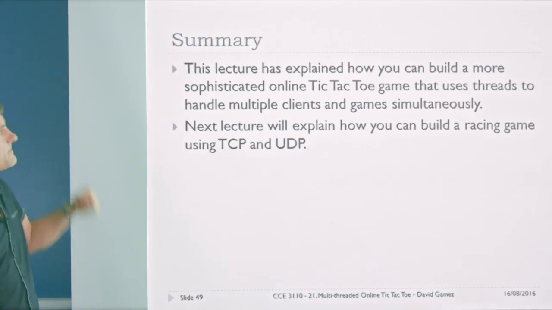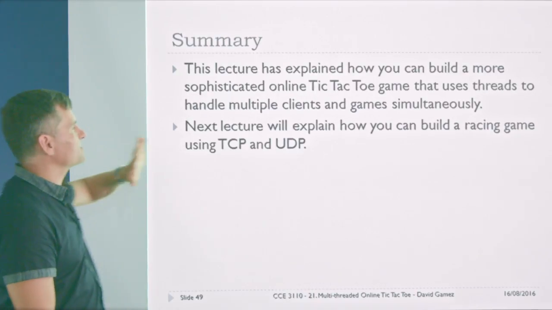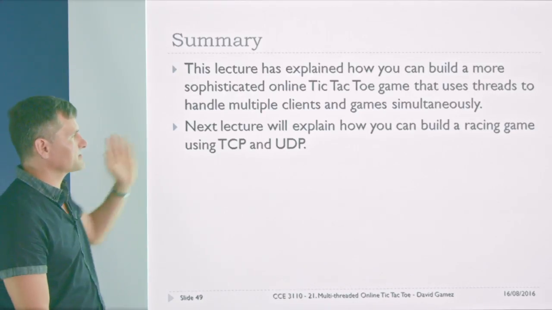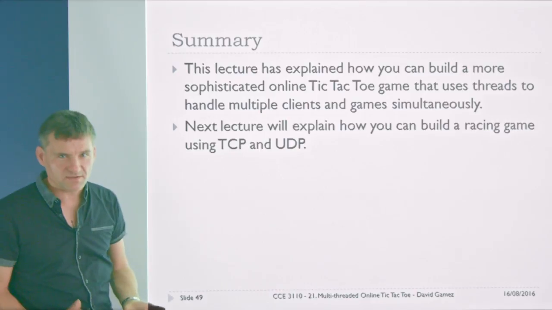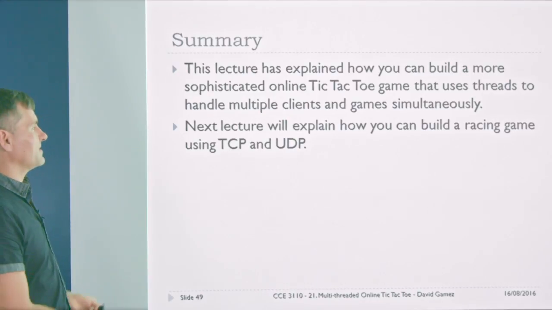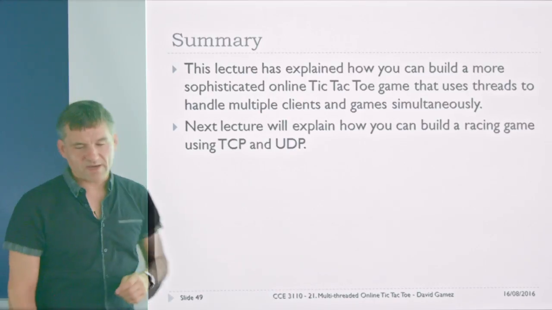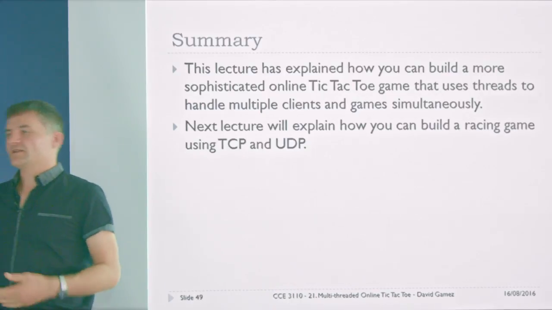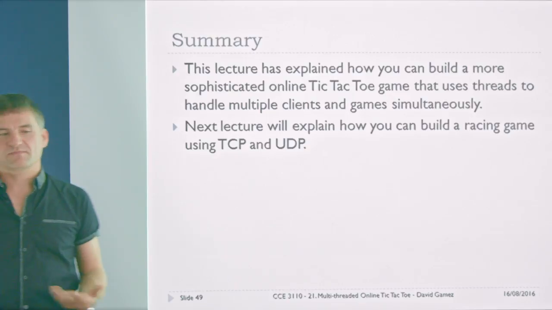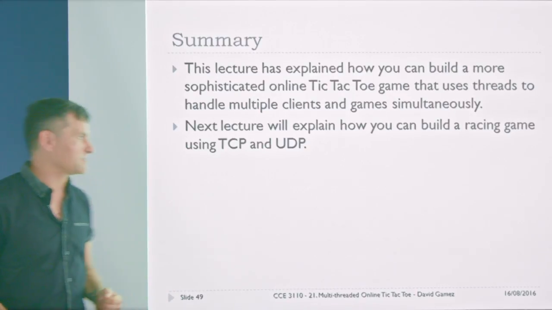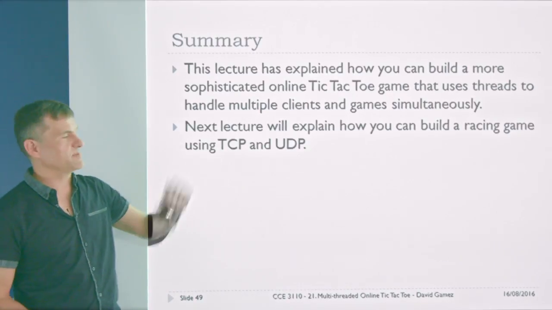Okay, so this lecture has explained how you can build a more sophisticated online tic-tac-toe game that uses threads, with multiple clients and games simultaneously. It's quite powerful in what it can do, even though it could be done a lot better. In the next lecture, I'm going to talk about a racing game, to give you an illustration of how you can do real-time interactions using UDP, and how a combination of TCP and UDP could work.